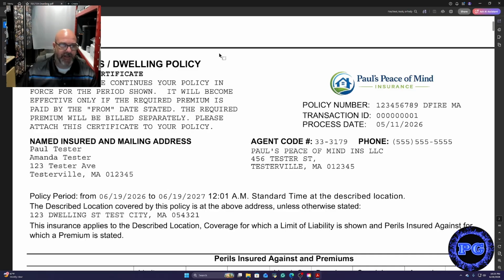So we got Dwelling Street as a dwelling policy, and it's in Test City, and here we go. So this is what's being insured. This is where it says described location covered by this policy is at the above address. So it would be there unless otherwise stated, which it is otherwise stated right here. So this insurance applies to the described location. So there's going to be no controversy: if this house burns down, that stinks. It's going to have nothing to do with this policy, right? It's only going to cover Dwelling Street.